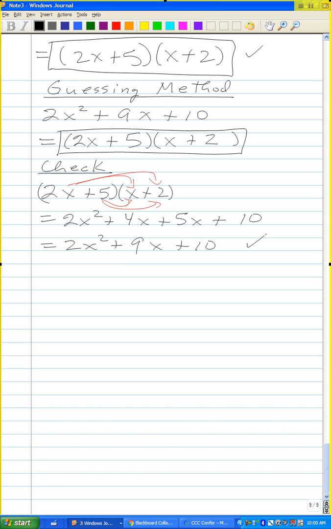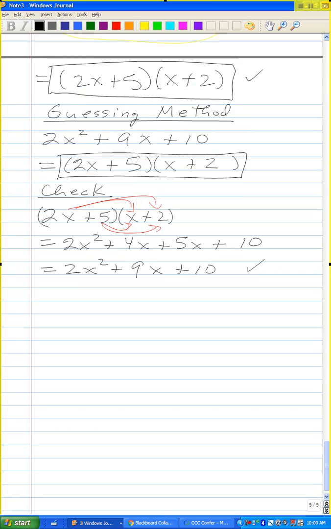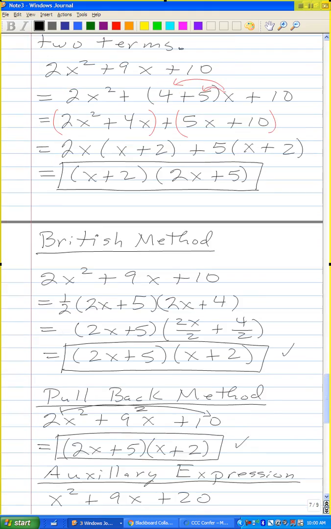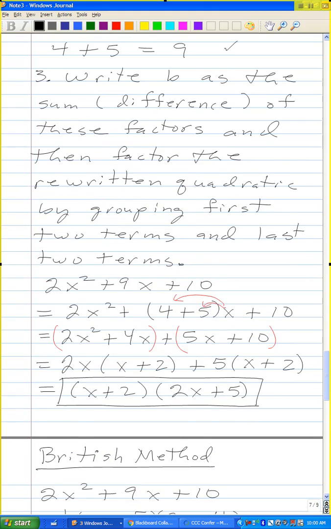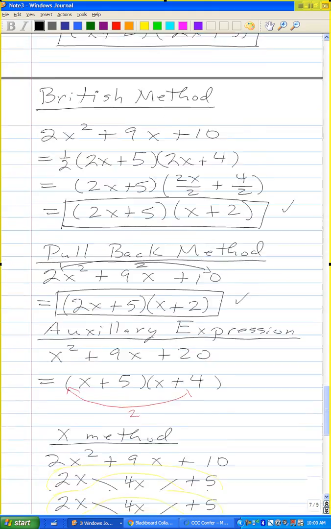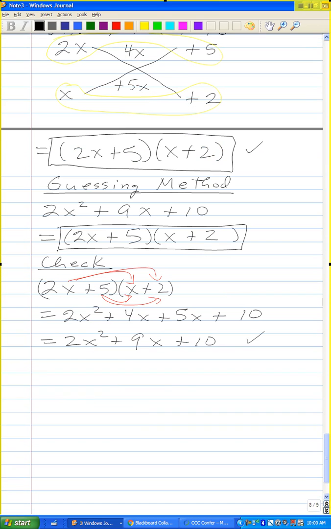So it works. This is how we factored by grouping, back in the AC method. We sort of did it that way, but going in the other direction. Okay, so let's do some examples.